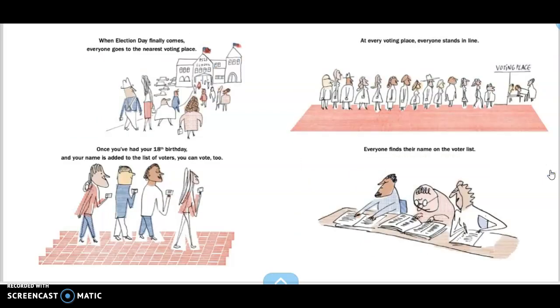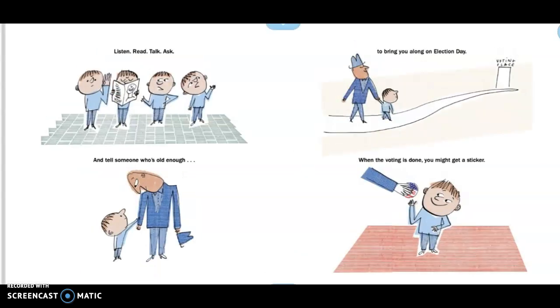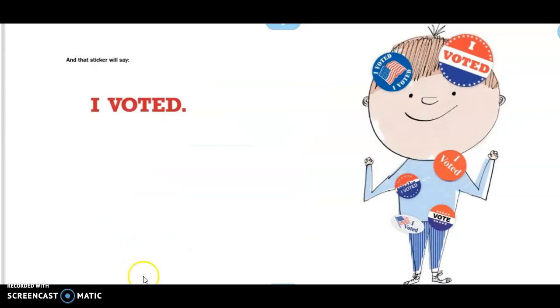When election day finally comes, everyone goes to the nearest voting place. Once you've had your 18th birthday and your name is added to the list of voters, you can vote too. At every voting place, everyone stands in line. Everyone finds their name on the voter list. Everyone votes for a candidate and someone wins. If you're old enough, it's important to vote. If you're not old enough, you know what to do. Listen, read, talk, ask, and tell someone who's old enough to bring you along on election day. When the voting is done, you might get a sticker. And that sticker will say, "I voted."